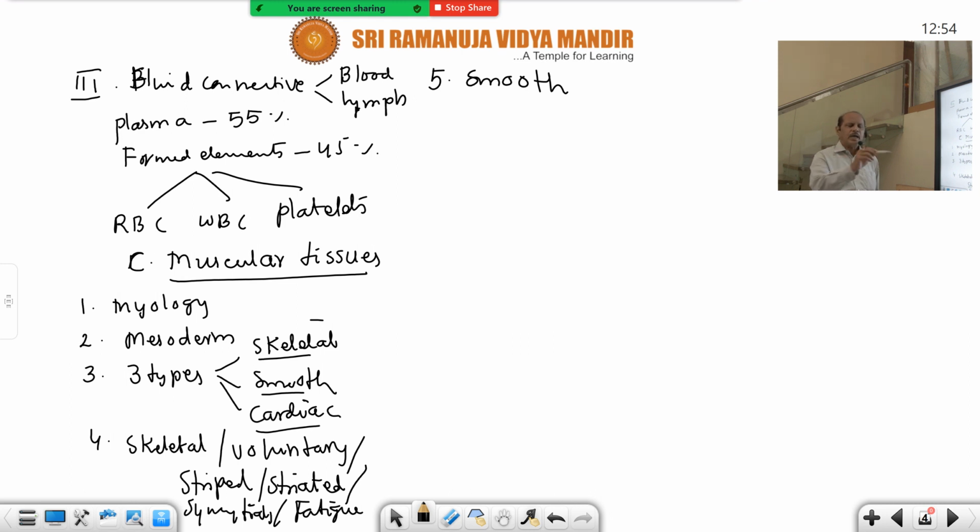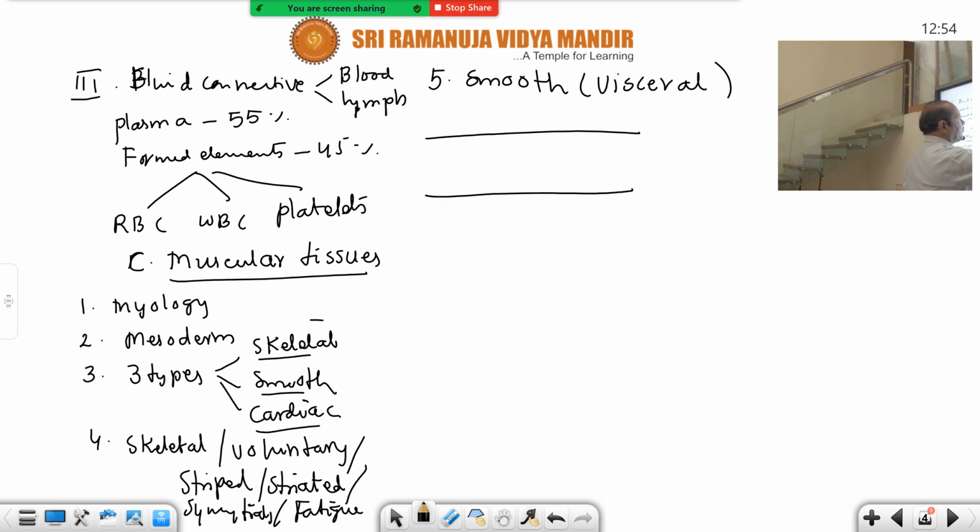In skeletal muscles, parallelly arranged filaments are present. Those parallelly arranged filaments are called myofibrils. Smooth muscles are located in the internal organs, hence these are also called visceral muscles. You take the skeletal muscle, so this is the skeletal muscle structure, and these are all nuclei. Nuclei are arranged in the periphery.